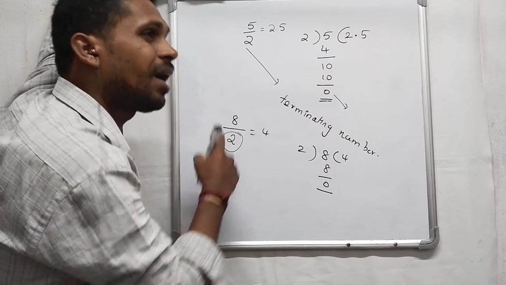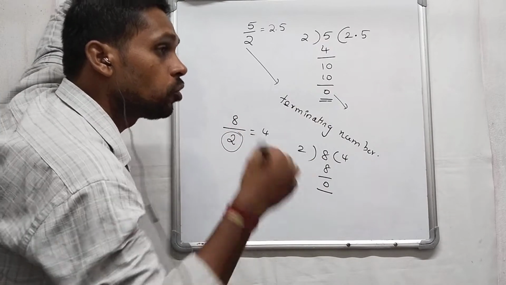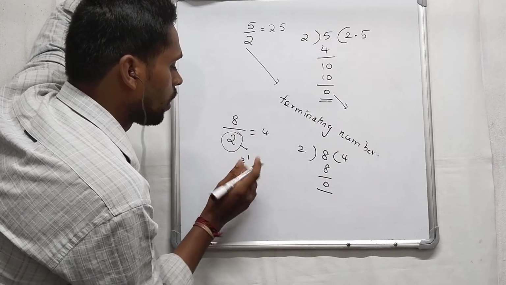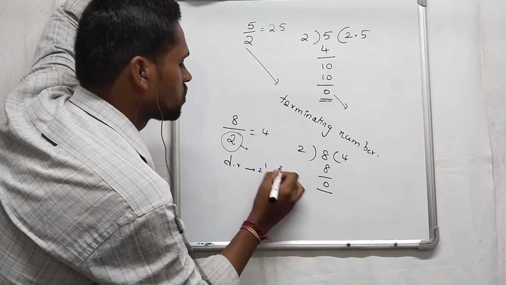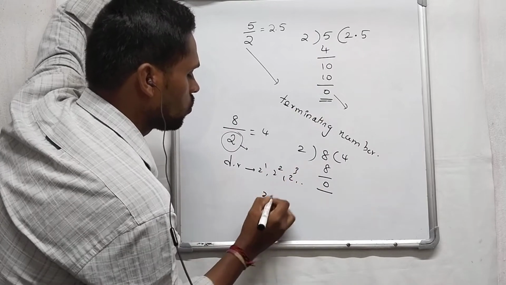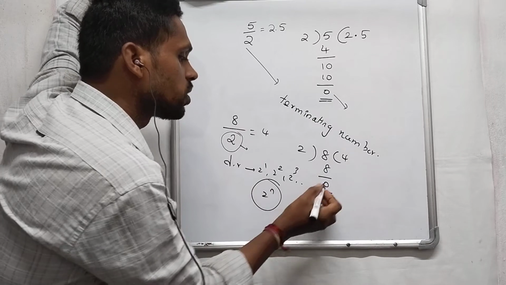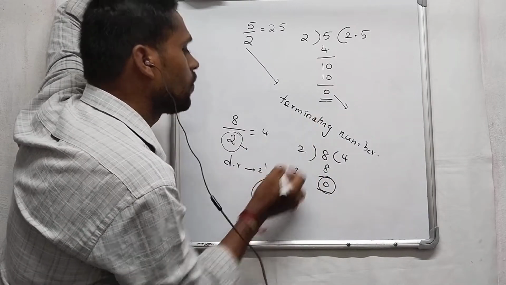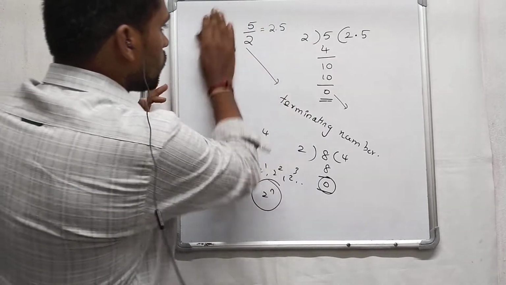Denominator 2 or 2 power something: 2 power 1, 2 square, 2 cube, and so on, 2 power n. Definitely it gives remainder 0. And when the remainder is 0, then those numbers we call terminating numbers. So, one more example.